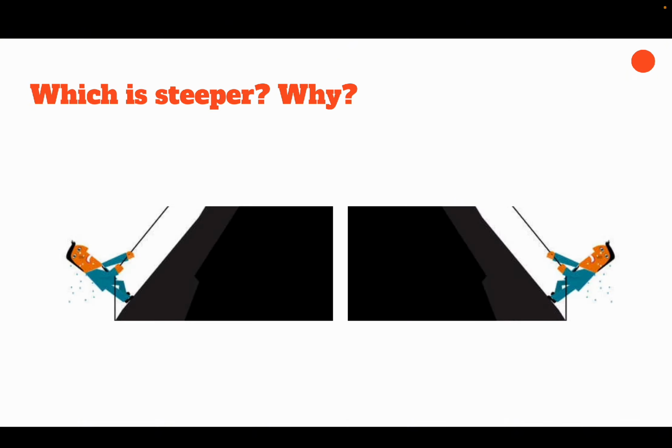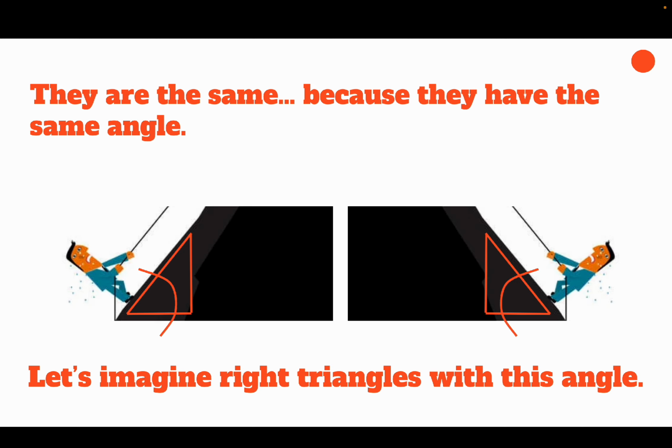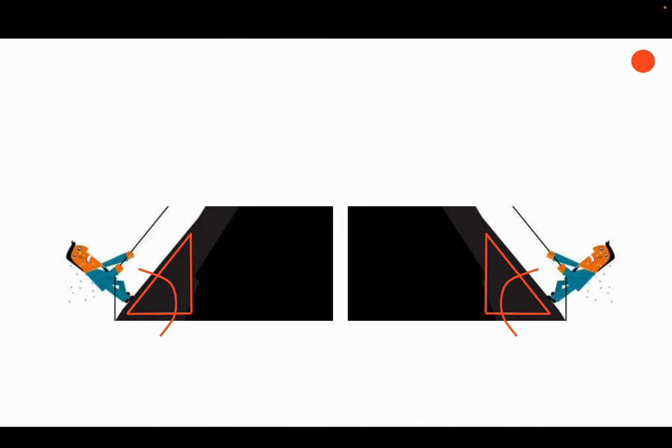This is probably the easiest one. My students love this question. The steepness is the same, and that's because these inclines are at the same angle. If we imagine there are right triangles here, we can focus on the angle in the bottom left or bottom right corner to get at the angle of the incline.